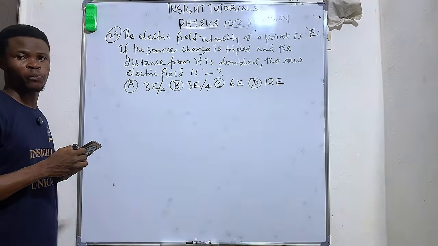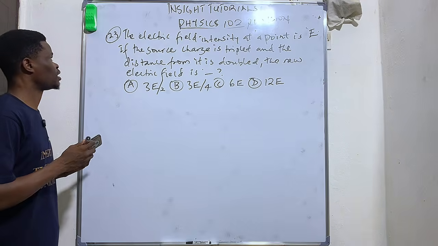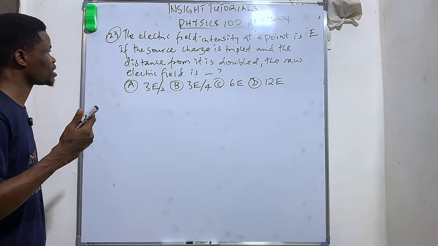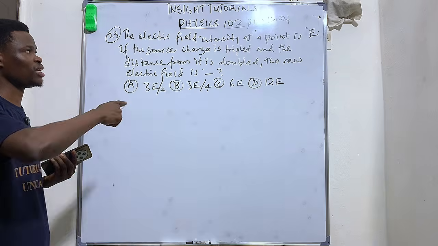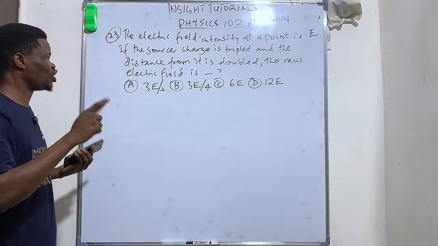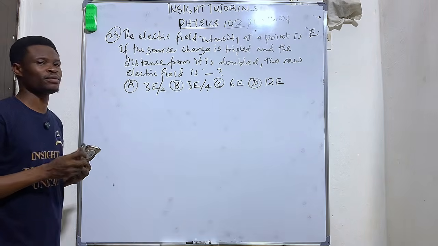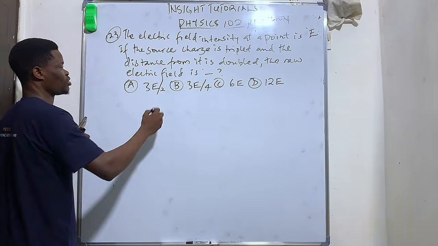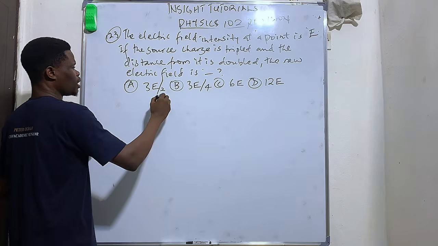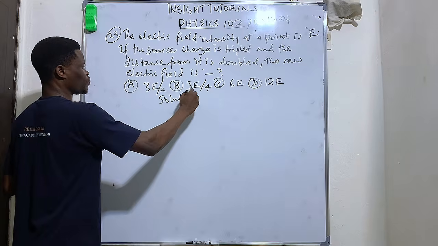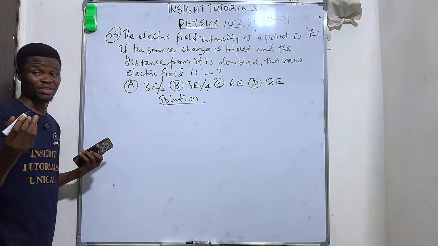Next, we're given a question that says that the electric field intensity at a point is E. If the source charge is tripled and the distance from it is doubled, the new electric field is. So what you need to understand about questions of this manner, now these are the options we are going to choose from. So let us solve. So you go ahead and solve as well.